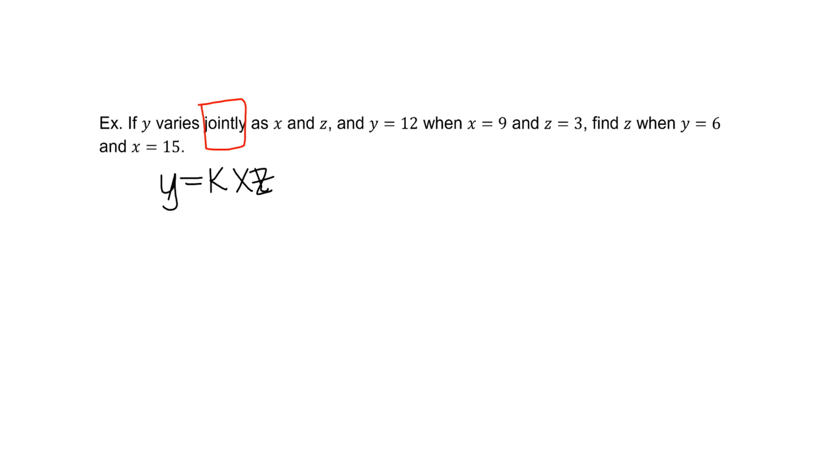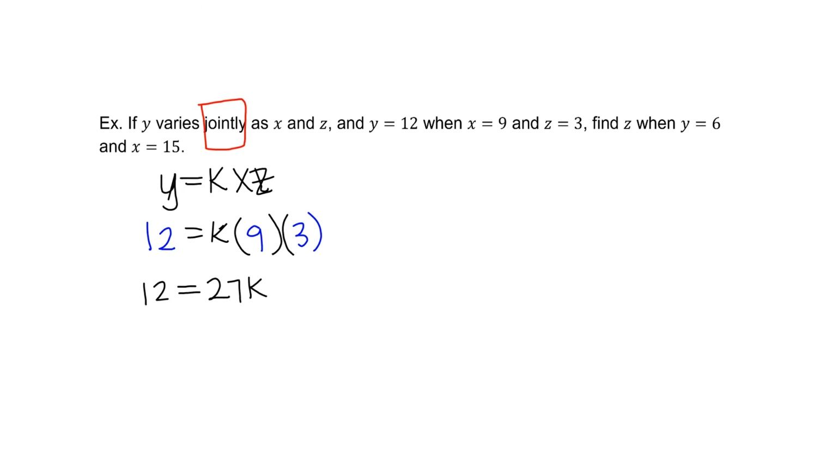And in the problem, we want to find z. Well, I can't find z until I find k. So we're going to go ahead and plug in the y equals 12, x equals 9, and z equals 3 in order to solve for k. So 12 equals k times 9 times 3. Well, I'm going to get 12 equals 9 times 3 is 27k.